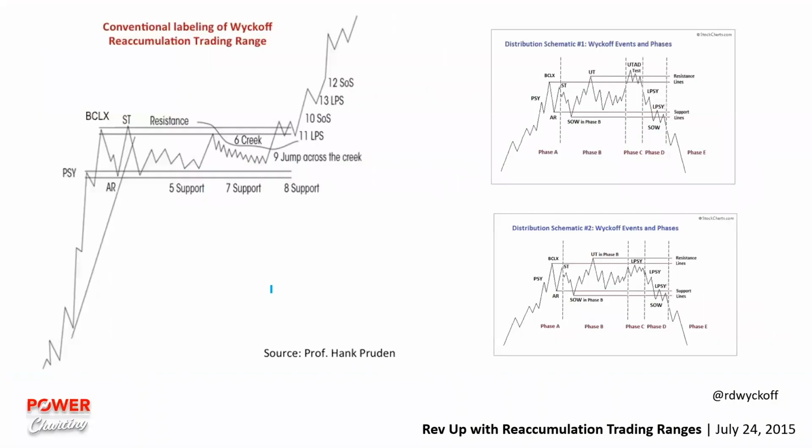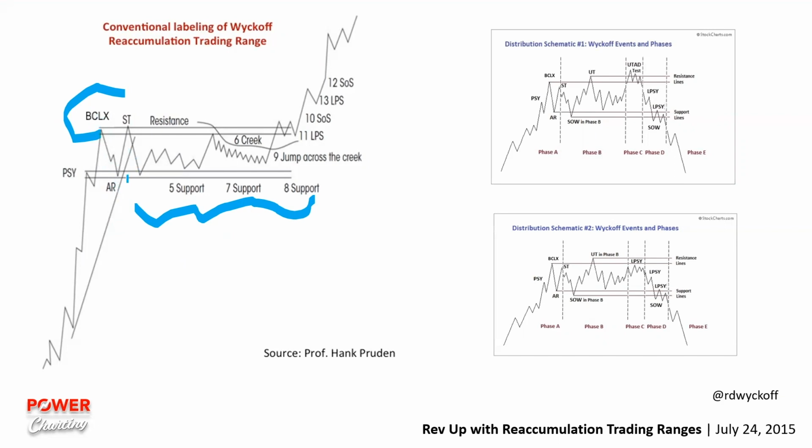So to start, let's look at Dr. Pruden's reaccumulation trading range schematic here on the left. And you can see here that you'll have a large markup phase. This happens constantly in long-term uptrends and also intraday uptrends for that matter, where you'll have a market that will become overheated, overbought, will become climactic, and then will go into a reaccumulation trading range. So we can see here, buying climax, automatic reaction.